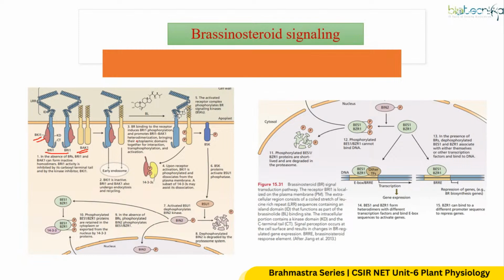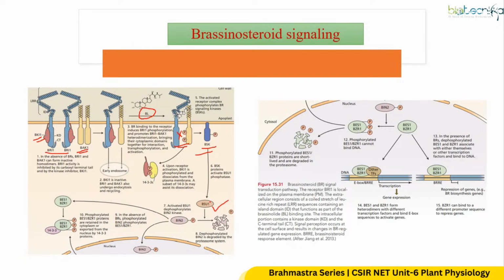Now, what happens is that whenever the brassinolide, that is the active form of brassinosteroid, goes and binds to the receptor, the kinase inhibitor will be released. So when the kinase inhibitor is released, the receptor gets activated. So your BRI1 and BAK1 will undergo transphosphorylation. Now, they will activate a kinase known as BSK. This kinase will go and activate a phosphatase, BSU1.